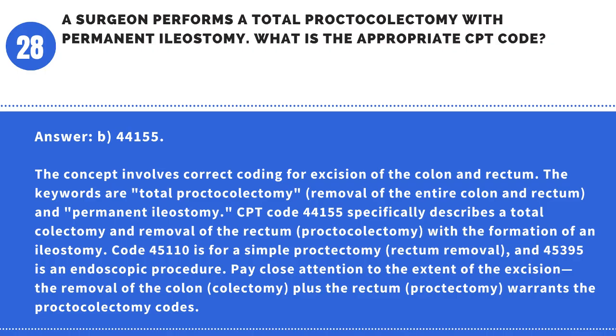44,155. The concept involves correct coding for excision of the colon and rectum. The keywords are total proctocolectomy, removal of the entire colon and rectum, and permanent ileostomy. CPT code 44155 specifically describes a total colectomy and removal of the rectum, proctocolectomy, with the formation of an ileostomy. Code 45110 is for a simple proctectomy, rectum removal, and 45395 is an endoscopic procedure. Pay close attention to the extent of the excision. The removal of the colon, colectomy, plus the rectum, proctectomy, warrants the proctocolectomy codes.